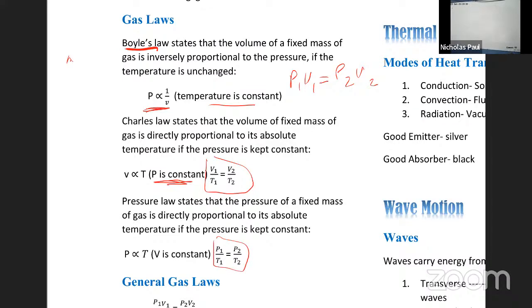It's also nice to know the graphs: pressure and volume, volume and temperature, pressure and temperature. Volume versus temperature, directly related. Pressure versus temperature, directly related. You will notice for all the laws, something is constant. But there are times when nothing is constant, and you will use the general gas law. So just make a note of the graphs, and if nothing is constant, you use the general gas law.